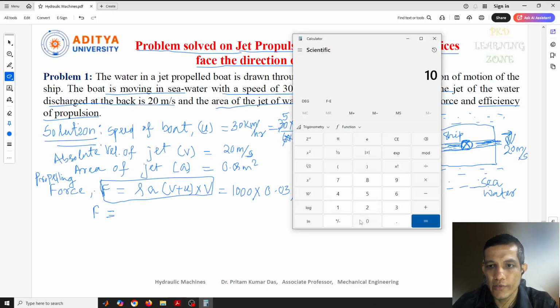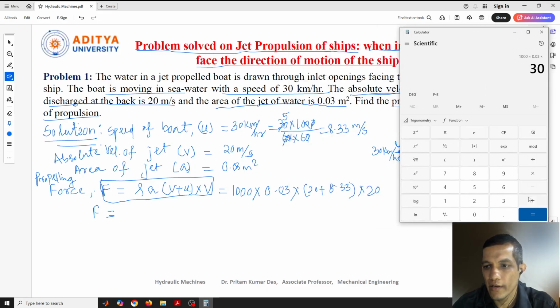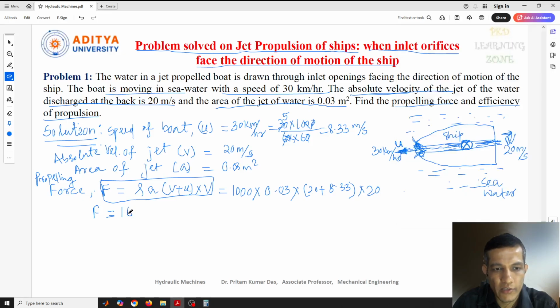This is 1000, 0.03, and again multiply by 20, again multiply by 28.33. That gives 16,998. So we can write 16,998 Newton. This is the propelling force.